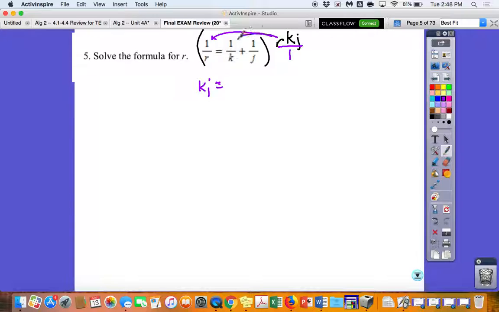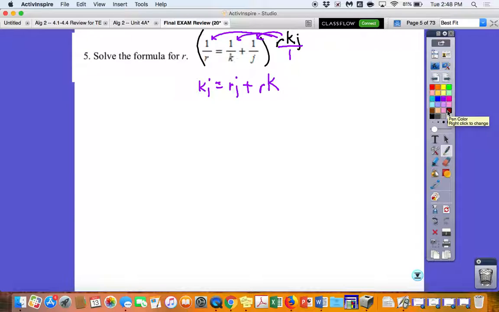All right, so then we go to the next one. Well, you're going to have the 1 from the top, and the K's are going to cancel, so you're left with R and J. Then you go to the next term, and you'll have the 1 from the top, the J's would cancel, and you've got R, K. So you finally got it to where there's not any fractions. But our job is to get R by itself.